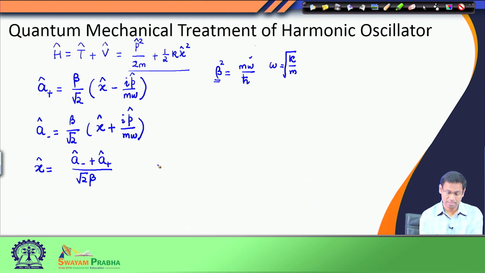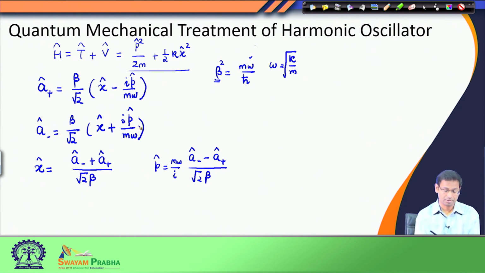Similarly, I can write down operator p as A minus operator minus A plus operator divided by the appropriate factor. So when I take A minus and A plus, you would see that I will be cancelling out the x operator and then I will be left with only the p operator. So, this is what I would get for x and p.